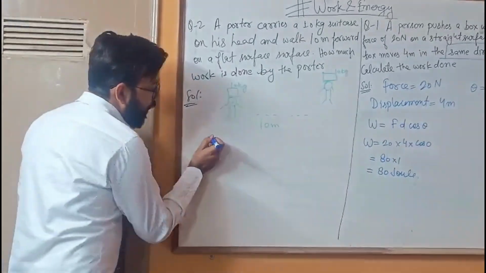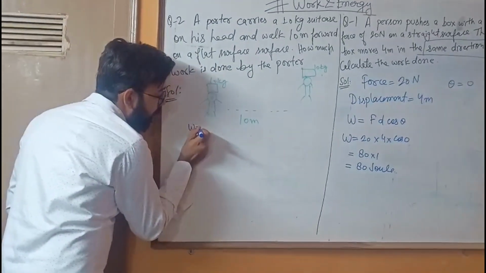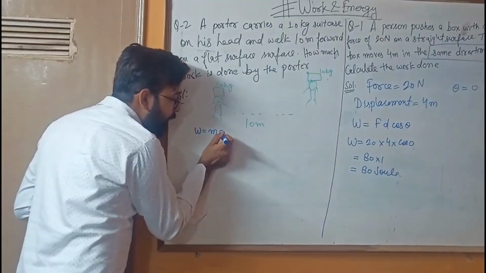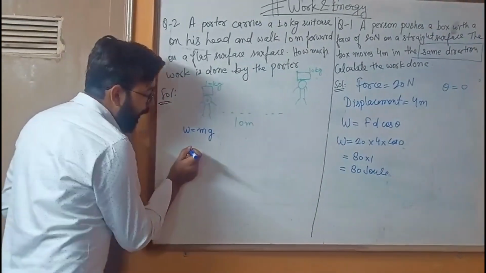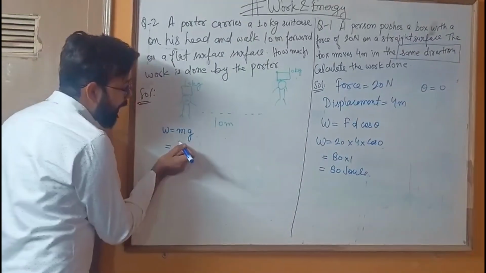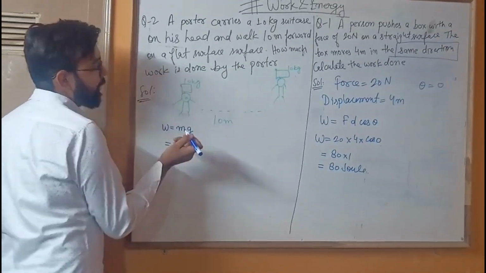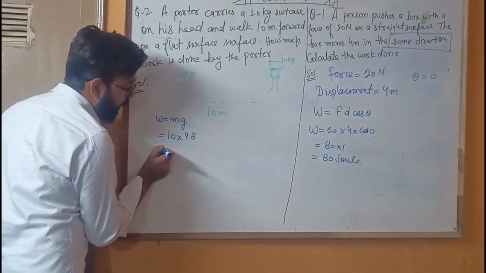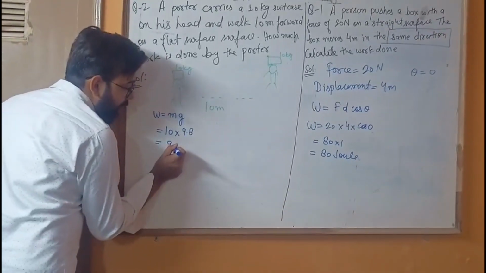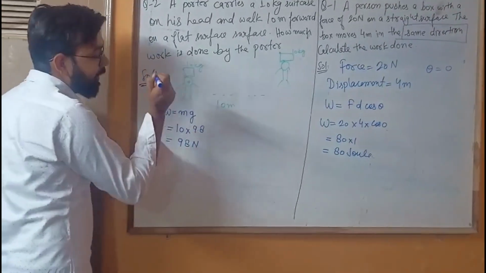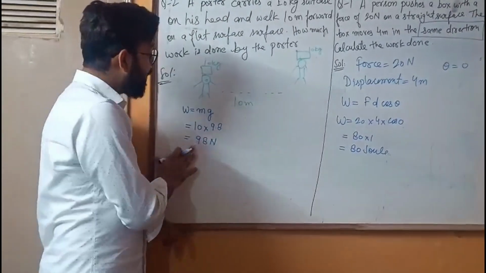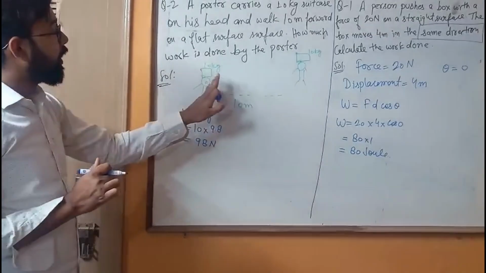Now what is the weight of the object? This is a small w, which will be equal to the mass of the object times its gravity. What is the mass? Mass is 10 kilogram and gravity is 9.8 meter per second square, and we can find out that this is 98 Newton. So this is the weight, the force that this porter is applying on this bag.